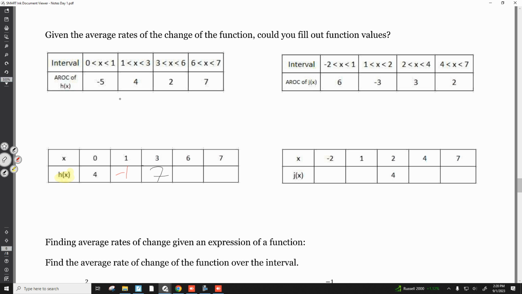What does this number 4 mean? On average, my function is increasing 4 y's per 1 x. So I'm going up 4 every x I move over 1. From 1 to 3, that's 2 x's, so I've got to go up 4 twice because I'm covering 2 x's. That's how I know I go up 8, because I understand what an average rate of change means. Keep going.